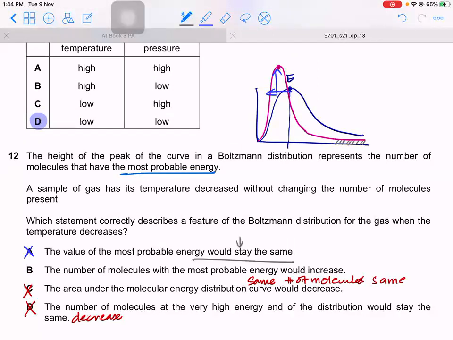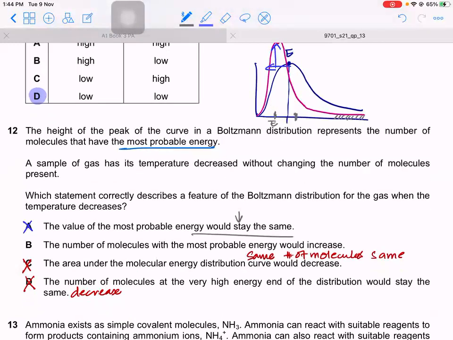The value of the most probable energy, this is the energy, right? Initially it was this, now it's become this. Yes, energy is on the x-axis. So A is wrong, C is wrong, D is wrong. The answer therefore is B. Even though the statement's pretty vague and we don't really know, we know A, C and D are wrong.